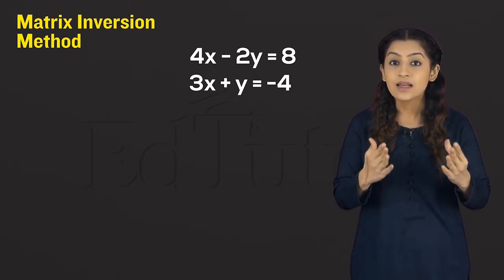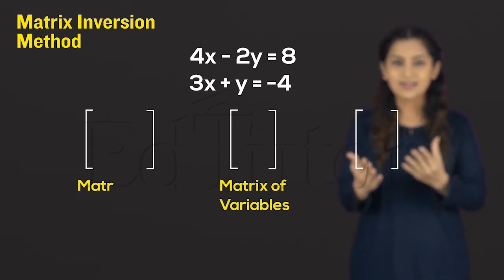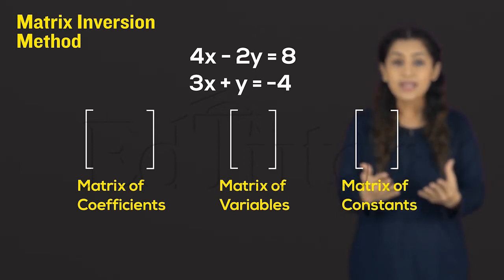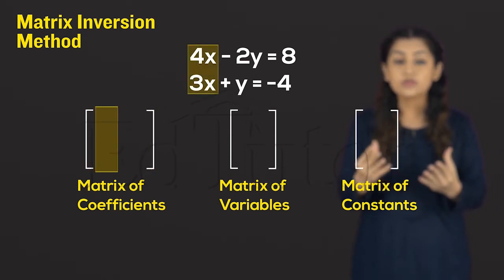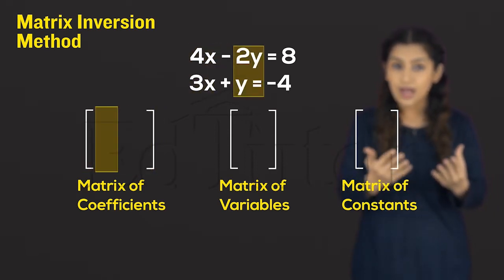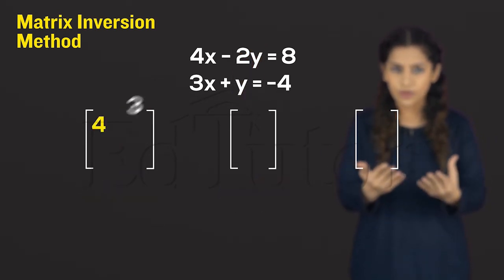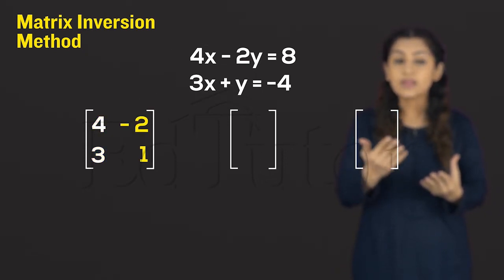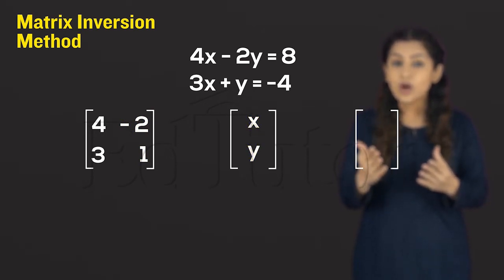Thanks to the previous lesson, we know that we need three matrices to start: a matrix of variables, a matrix of coefficients, and a matrix of constants. You will begin by placing the coefficients in this matrix such that the first column is for the coefficients of variable x and the second column is for the coefficients of variable y. That is, 4 and 3 come in the first column while -2 and 1 come in the second column. Variables x and y come here while the constants 8 and -4 are placed here.